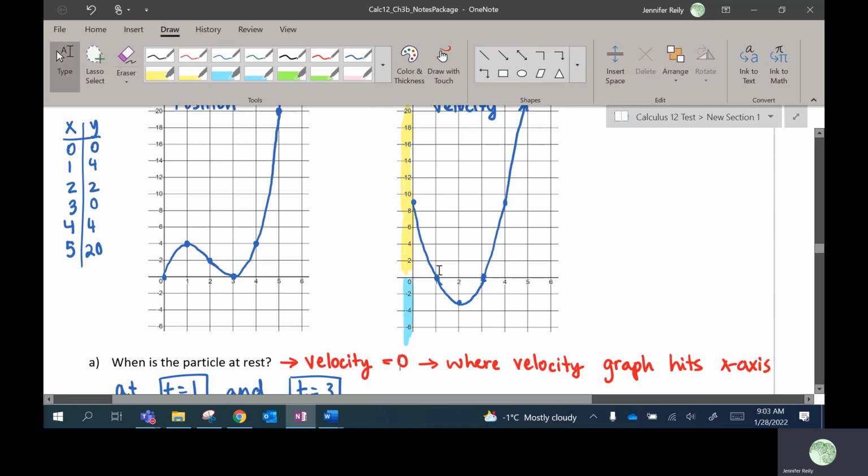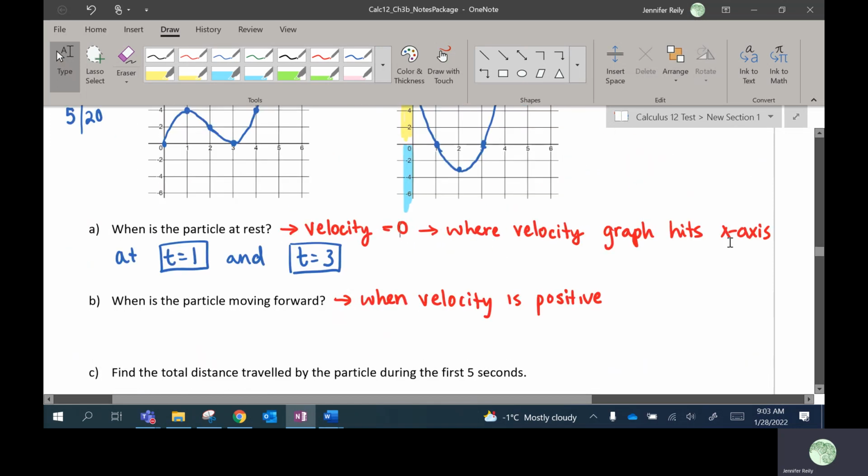From 0 to 1 second, the velocity is positive. For example, at 0 seconds it's 9, and at half a second it looks like it's 4, which means the particle is traveling in the forwards direction. Then from 1 to 3 seconds, it's negative, so it's traveling in the backwards or negative direction. And then again, it's positive after that.